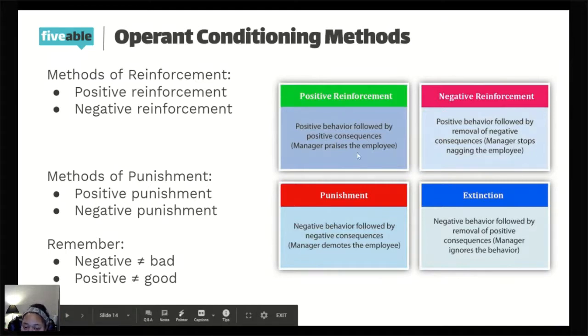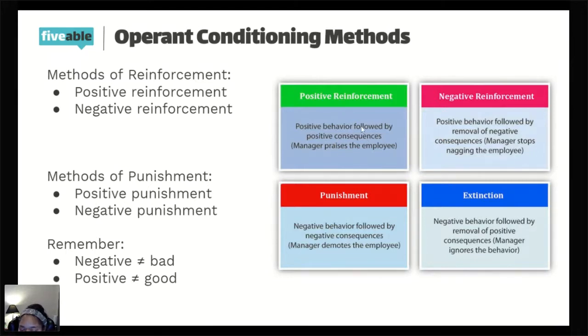So positive reinforcement, a positive behavior followed by positive consequences. So manager praises the employee. A negative reinforcement would be positive behavior followed by a removal of negative consequences. So manager stops nagging the employee. So they're taking away something, but it's a positive because they're taking away something that they don't like. And then a punishment is negative behavior followed by negative consequences. So like a manager demotes the employee.